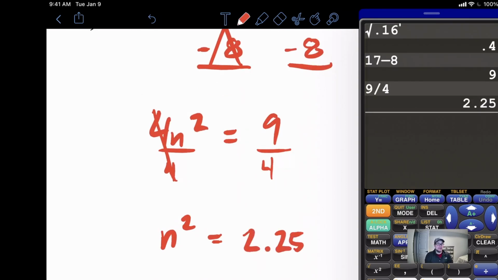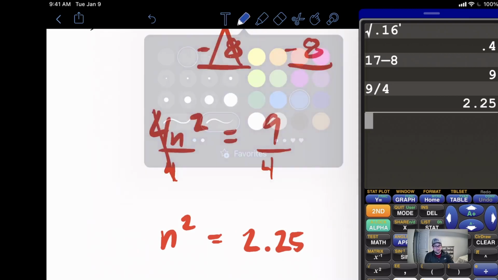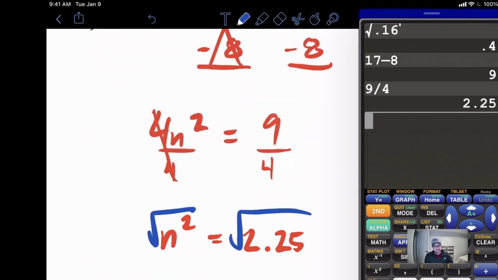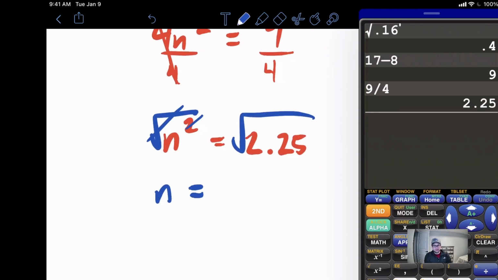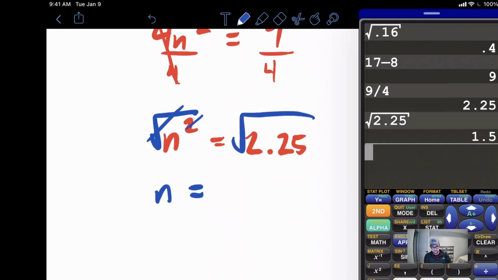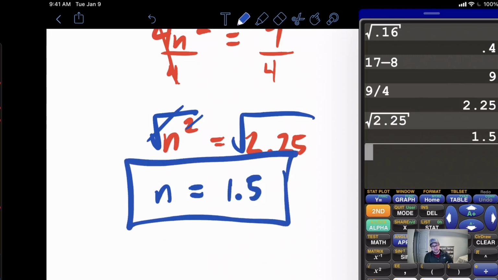Now this is that new part we were talking about. To get rid of the squared, we take the square root. So this and this cancel off. So I'm going to be left with n equals. Now 2.25, if I take the square root of that, second square root, 2.25, I get 1.5. So that will be my answer.